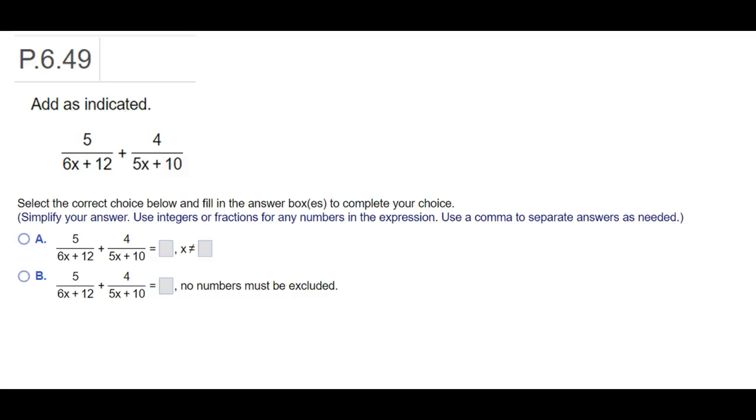Alright, this is a homework problem from the P6 homework set. What we're being told to do is add these fractions. So what we need to do is get an LCD, just like we would do if our problem was something like 3/10 plus 5/14, something like that.